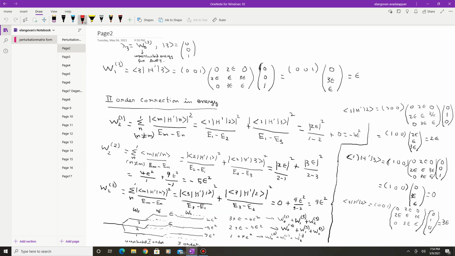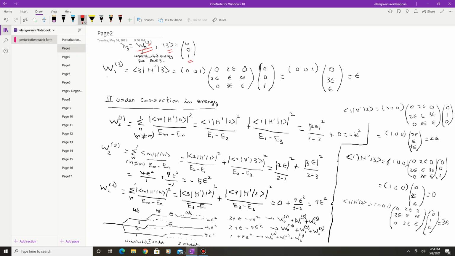Similarly, you go for the first order correction for state 3. The state 3, this is W0 corresponding to state 3. State 3 is given as (0, 0, 1), this is a column vector.